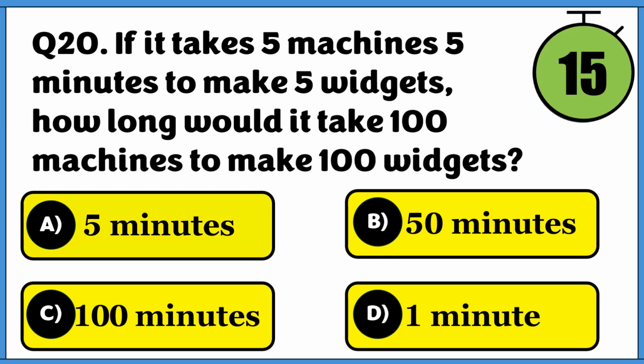The correct answer is A, 5 minutes. Each machine makes 1 widget in 5 minutes. With 100 machines working simultaneously, they can still produce 100 widgets in the same 5 minutes.